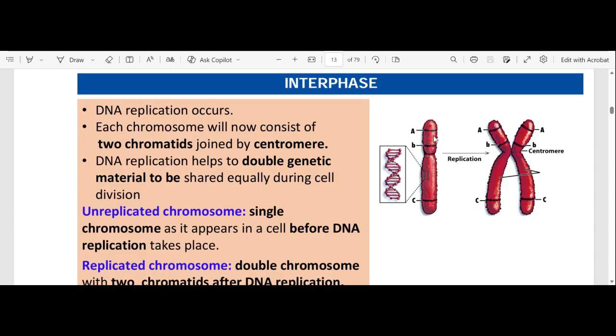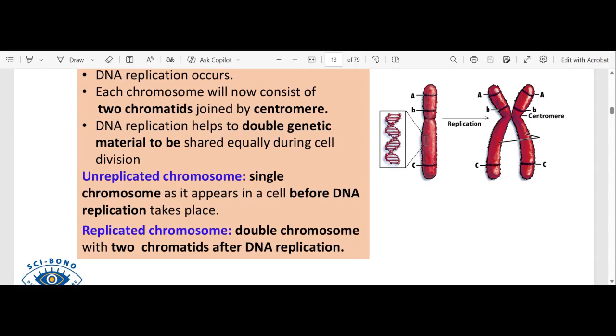As you can see here, you're starting with one DNA strand or one chromatid. It's a chromosome, but we'll call it a chromatid for the purposes of this lesson. So you're starting with one chromatid and you're ending with two chromatids. And those two chromatids meet at a point called a centromere. Okay, now let's go through the points here. Each chromosome will now consist of two chromatids joined by a centromere.